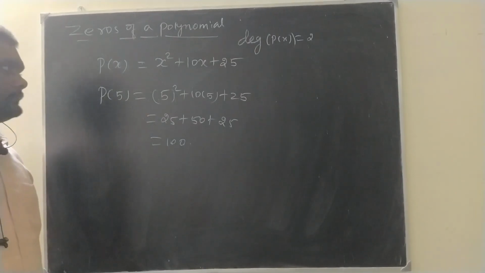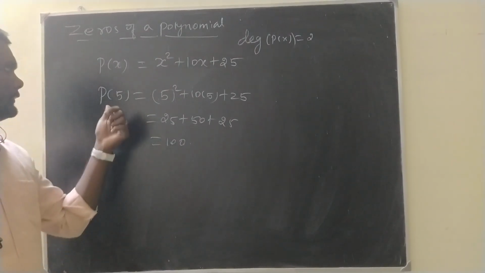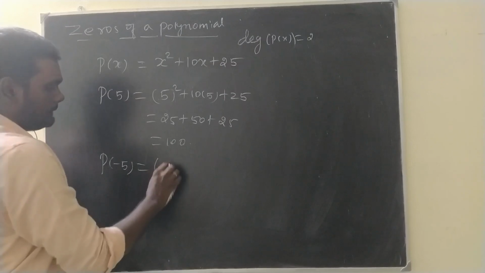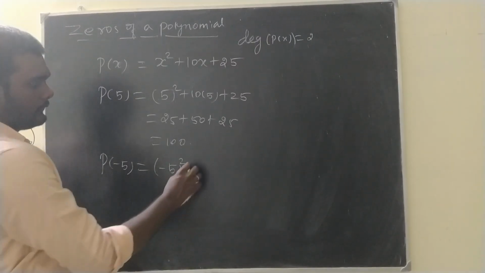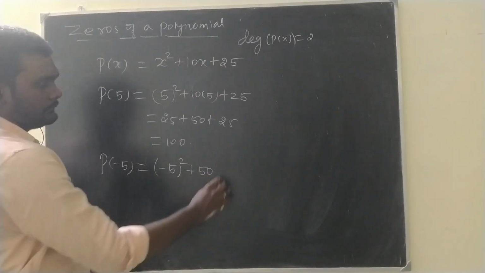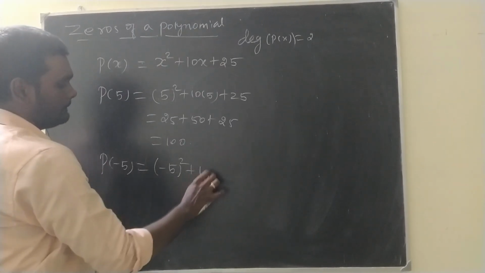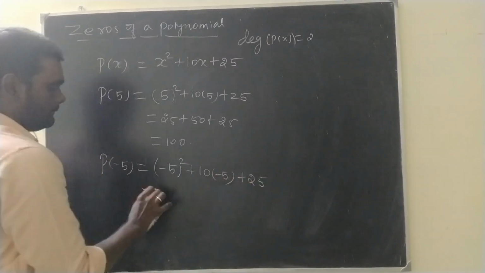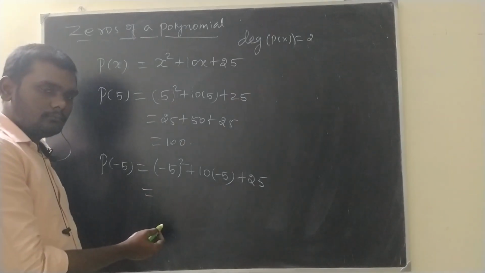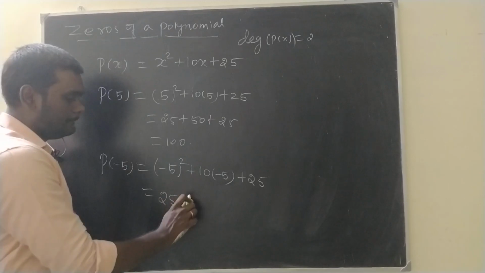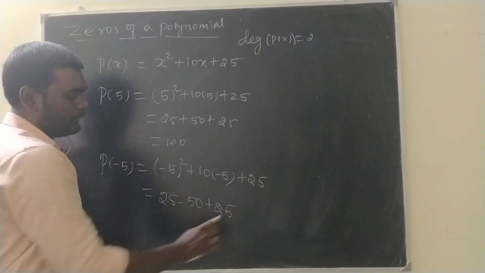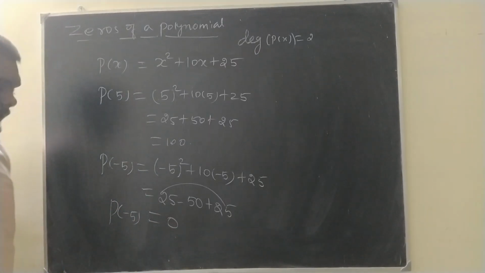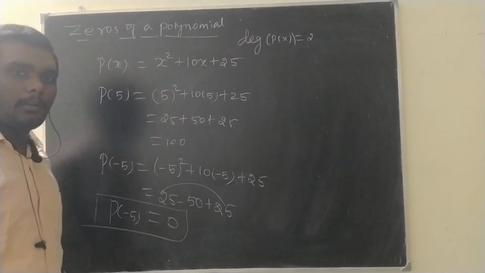Suppose I substituted minus 5, then minus 5 square plus 10 into minus 5 plus 25. Then we will have plus 25 minus 50 plus 25. 25 plus 25, 50. 50 minus 50, 0. So, P of minus 5 is 0. We can say this minus 5 is a 0 of this polynomial.